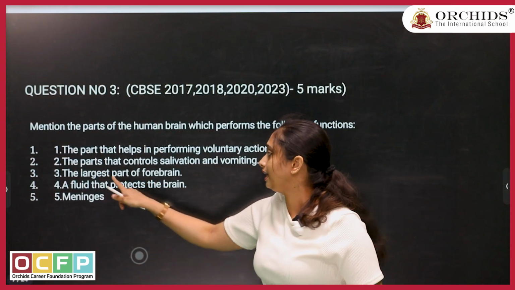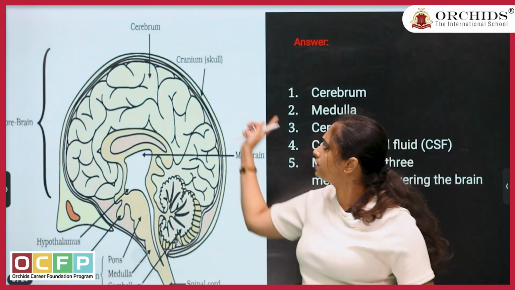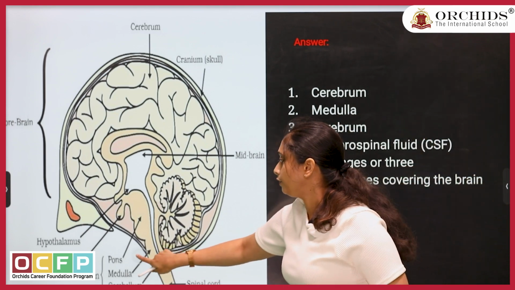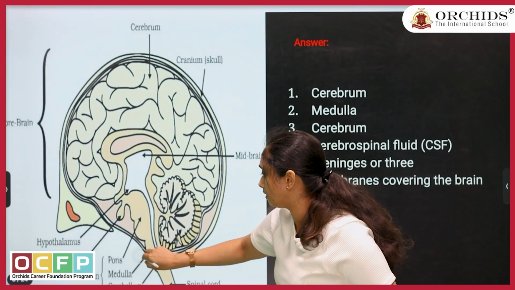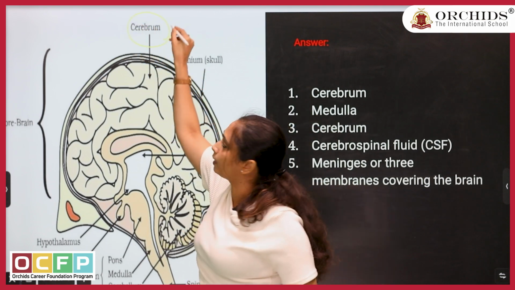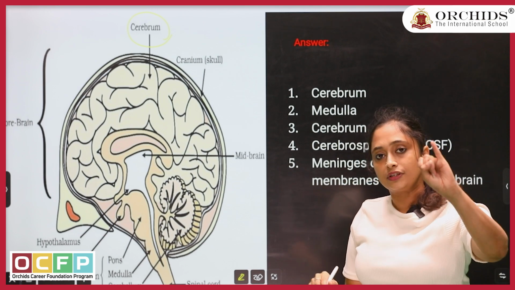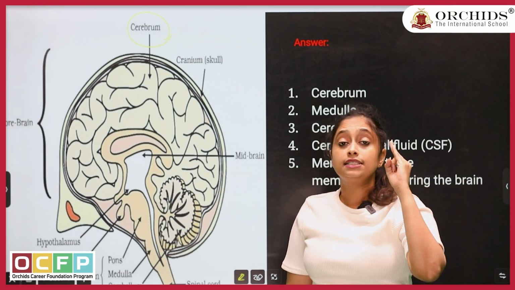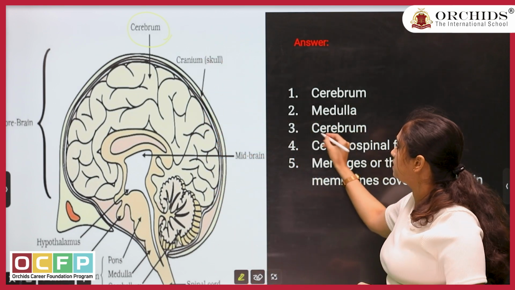to our third question: the largest part of the forebrain. What is the largest part of the forebrain? If you see this diagram, you can easily identify which one will be the largest part. Here, in the entire diagram of the brain, you can see that the largest part is the cerebrum. So, the cerebrum came as an answer for two questions. First of all, voluntary action is also controlled by the cerebrum, as well as the cerebrum being the largest part present in the forebrain.